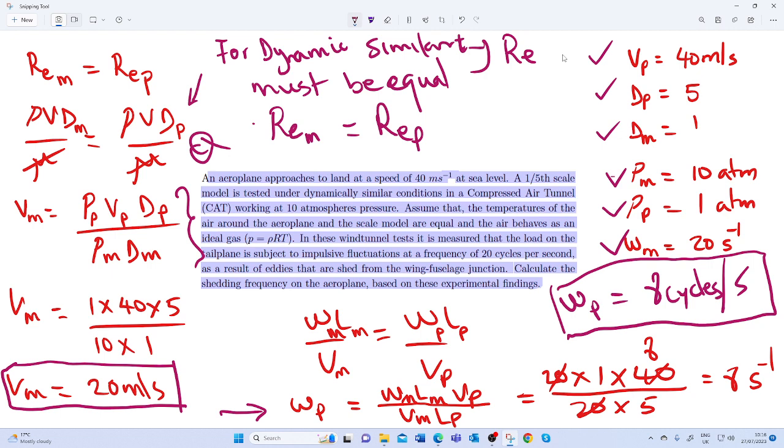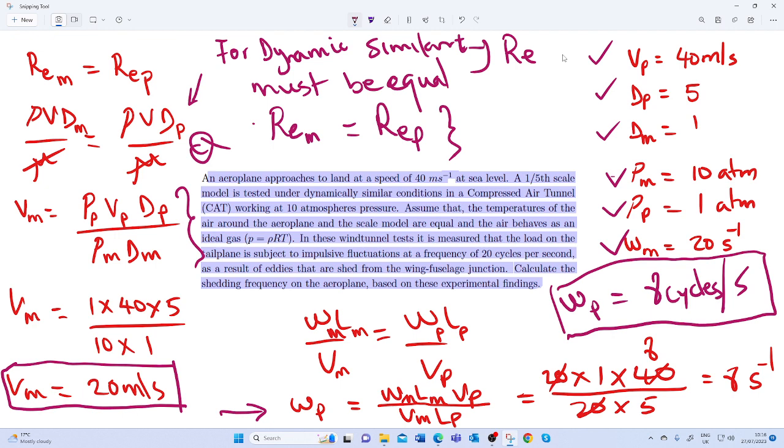So let's assume we have a dynamic similarity expression for this particular question. That is to say that the Reynolds number of the model of the aircraft being tested in the tunnel equals the full scale Reynolds number, that is the prototype. So therefore we have Re_m equals Re_p.